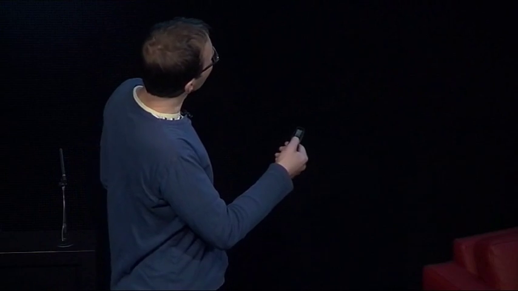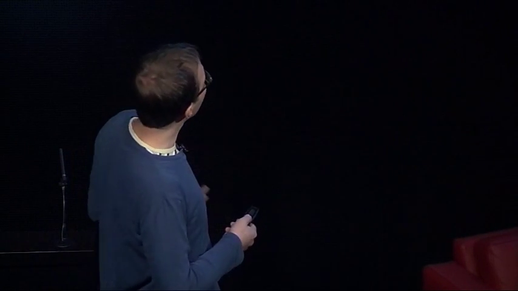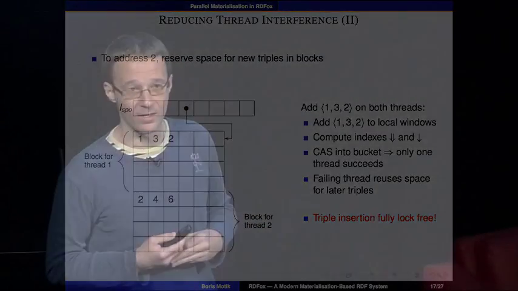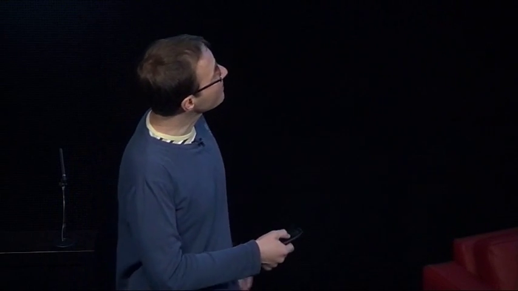Okay, what happens with that? Well, more triples will be produced, so this thread can reuse this space for the next triple that it needs to insert. And in this way, you make triple insertion fully lock-free, essentially. There is just one other place where we use locks, but it's a very small corner case as well.